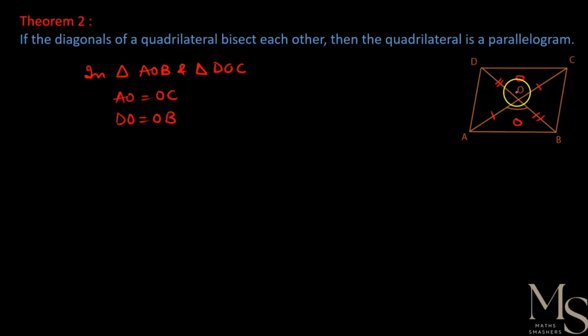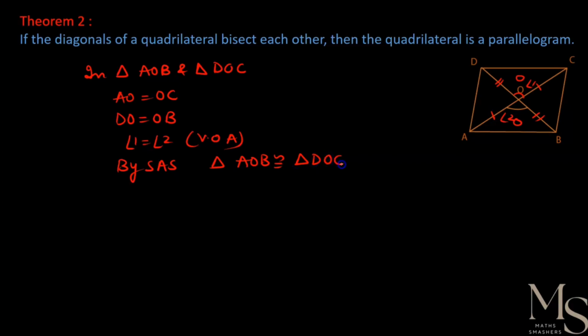Okay. Now you can see that angle 1 is equal to angle 2. Why are they equal? Because they are vertically opposite angles. So by which criteria? Side angle side criteria, triangle AOB is congruent to triangle DOC. So by CPCT, what can I say is that the opposite sides are equal. AB is equal to DC, right? And I can say that angle 3 is equal to angle 4 and angle 5 is equal to angle 6. As you can see, these angles are equal.